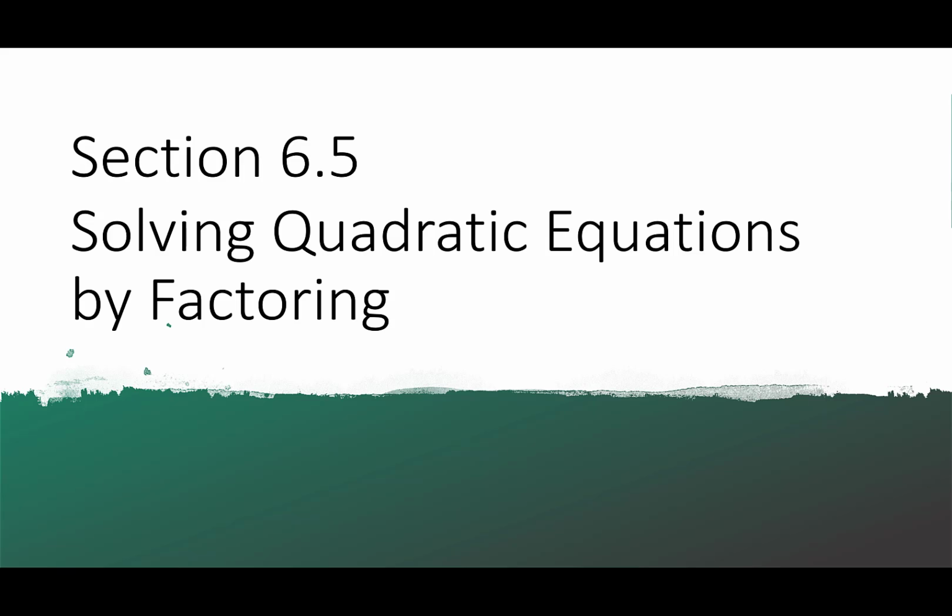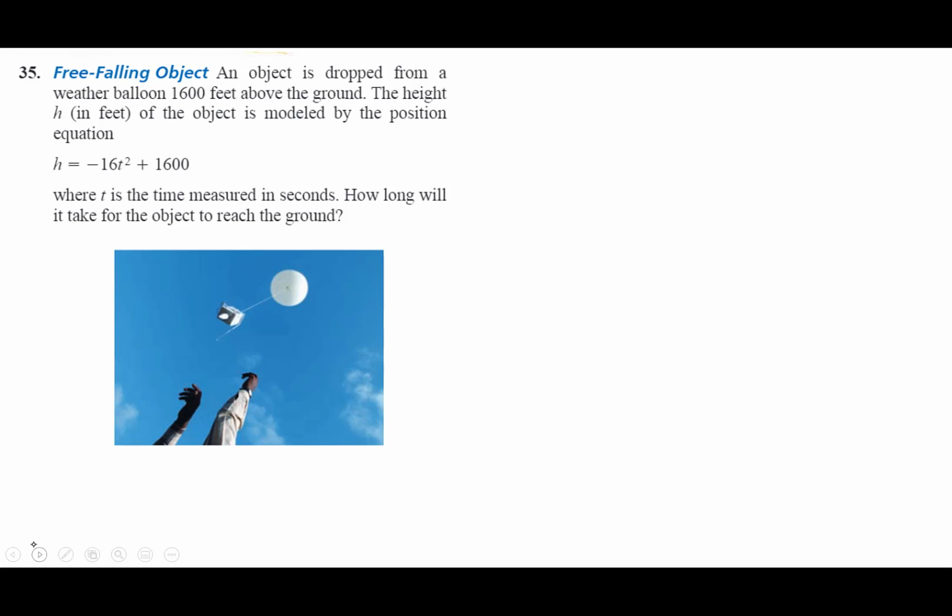Hi class, in this video I am going to show you how to work through some word problems from section 6.5. The first question says an object is dropped from a weather balloon 1,600 feet above the ground. The height h in feet of the object is modeled by the position equation h equals negative 16t squared plus 1,600, where t is the time measured in seconds. How long will it take for the object to reach the ground?